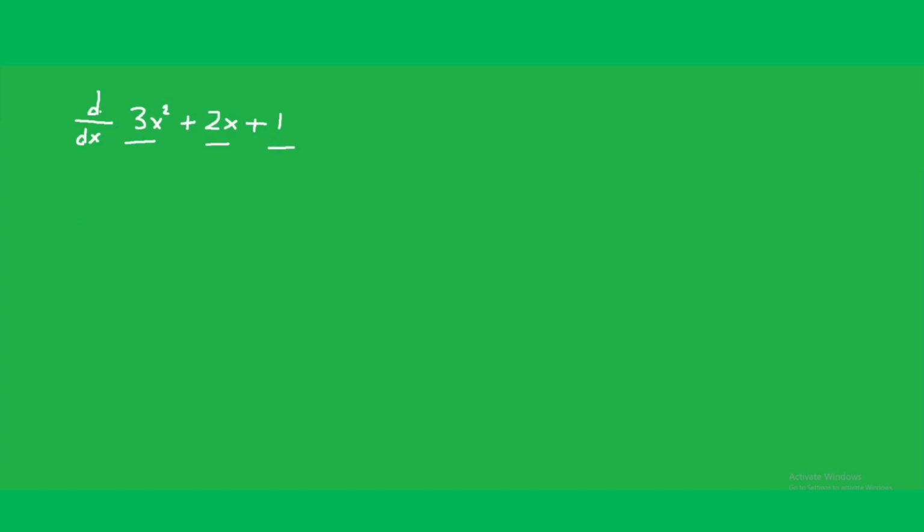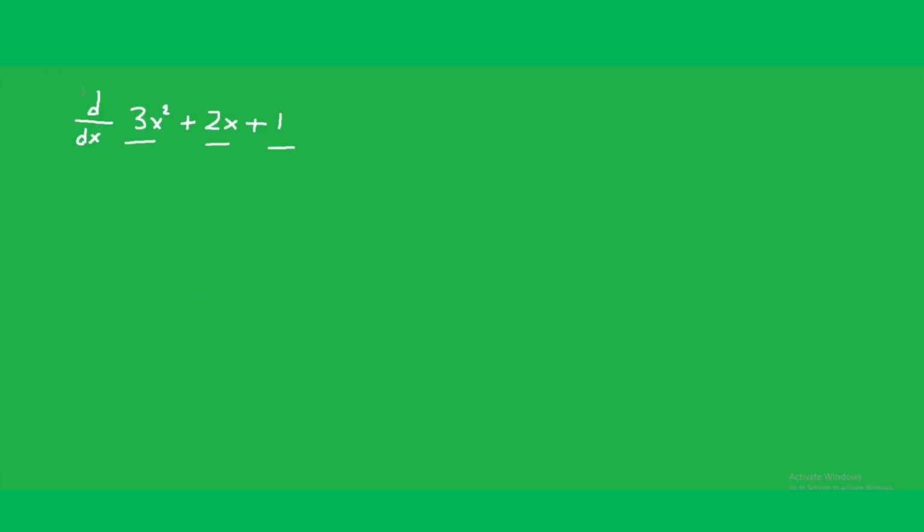So the first one, 3x squared, that's going to be 6x using the power rule. The second one's going to be 2. And the last one's going to be 0. So that's going to just be 6x plus 2. Right, so that's kind of all there is to that.